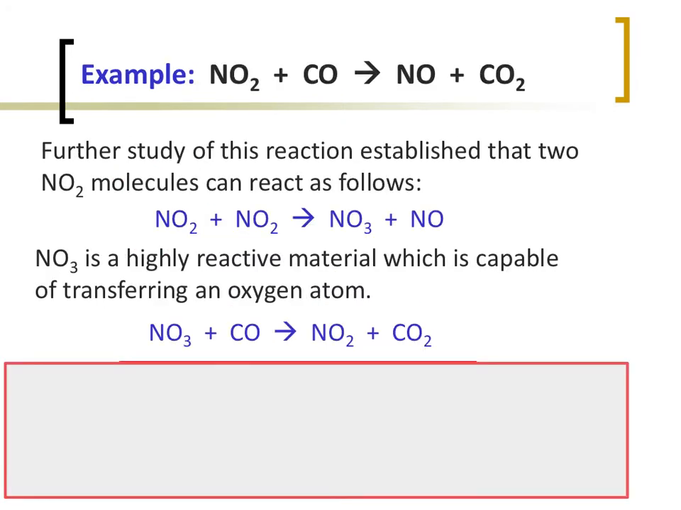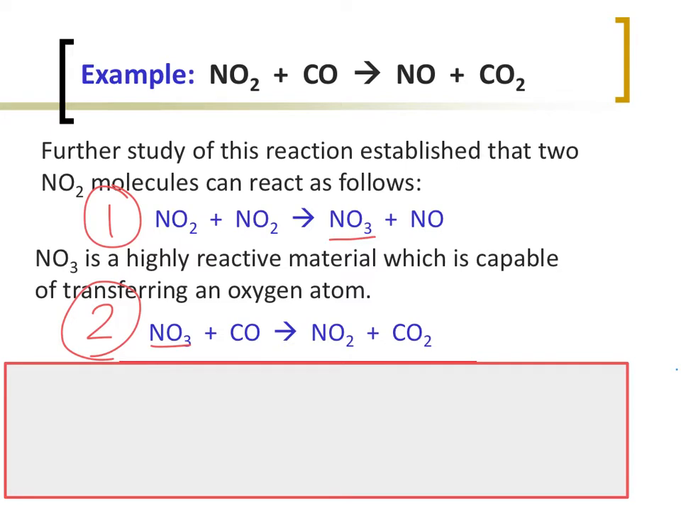Now let's look at the elementary steps that make up this reaction. In our first step, we have the two nitrogen dioxide molecules combining to form the NO3 and the NO. And then we use the NO3, notice it was produced and then used. So we use that NO3, react it with carbon monoxide, and now form NO2 and CO2. So that would be our second step of the mechanism.